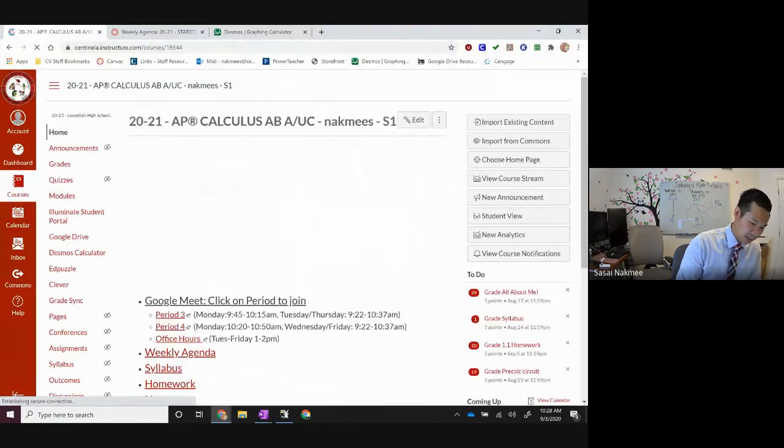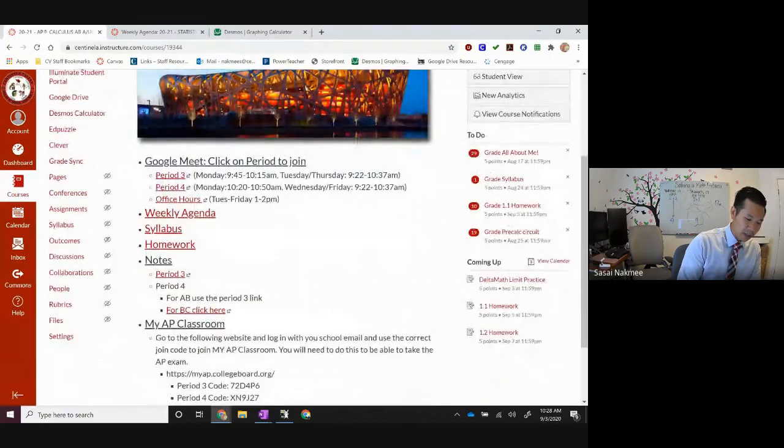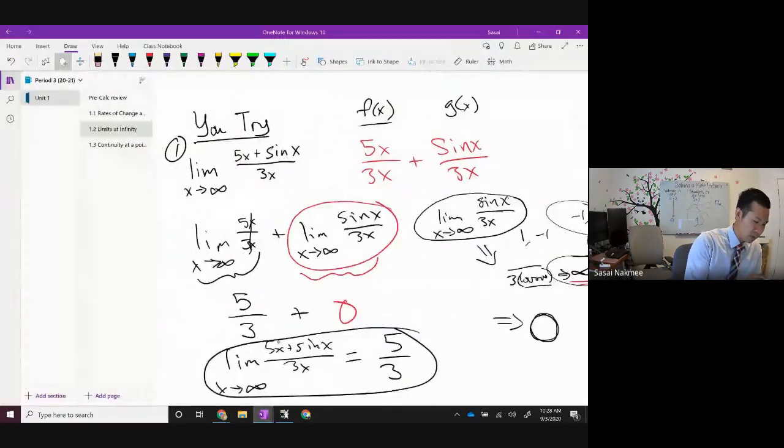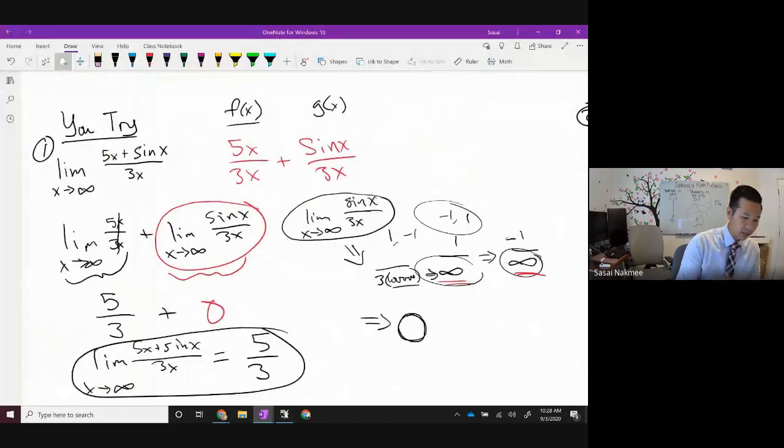So I just wanted to show this just in case you haven't been there to see it. Under notes right here, there's period 3. You just click on that, and it'll take you to the notes that I have right here on a OneNote page. So you can scroll through on today's notes. Today the topic that we're doing is 1.2 limits at infinity. So you can go ahead and see that.